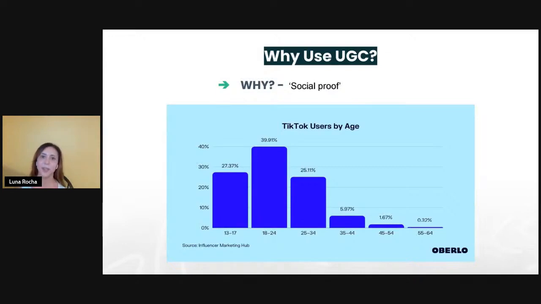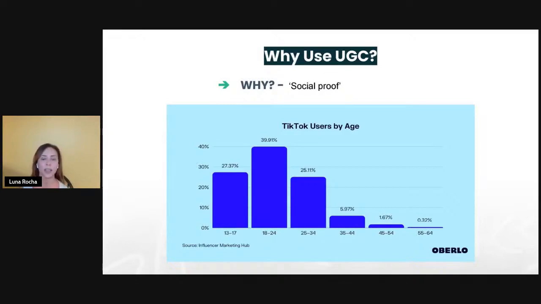I'm a social media user myself. When I'm scrolling the feed, I tend to scroll right past something that looks clearly like an ad, but sometimes I tend to linger more on UGC. And according to Hootsuite, this is pretty common because UGC ads are considered more memorable by the target audience.